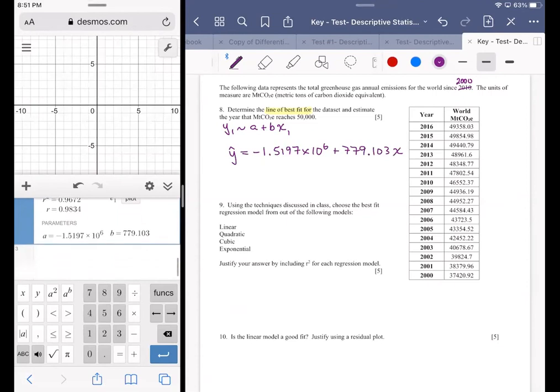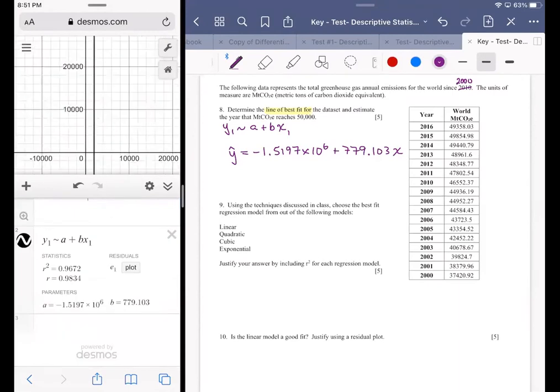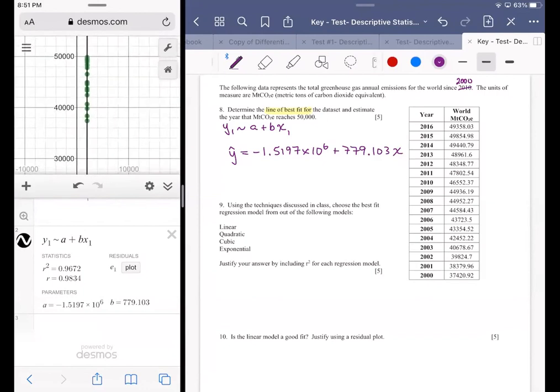So on Desmos, we need to do a couple of things. One, it'd be nice to be able to actually see the picture. So we pinch zoom outward until we see something. And then we see this big old mess here. That's where most of the points are. That's clearly not a good looking graph.